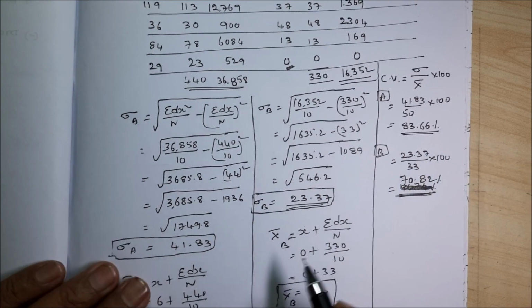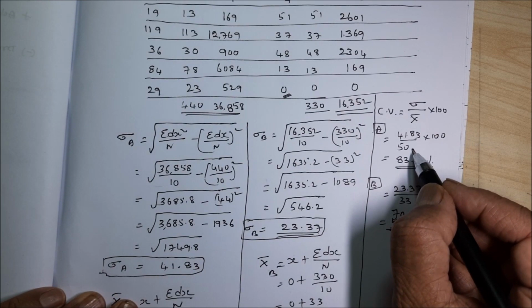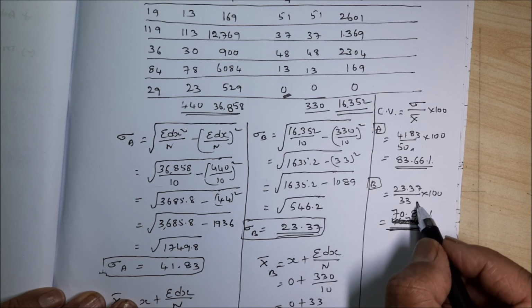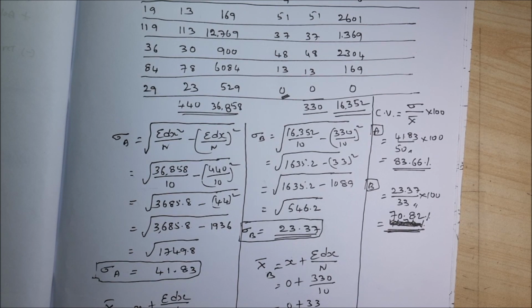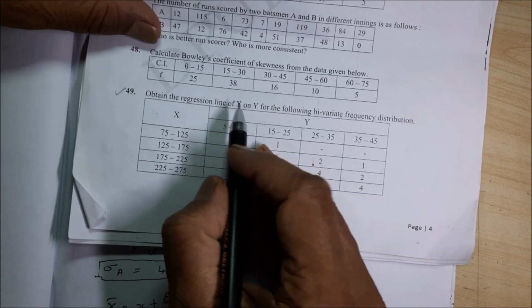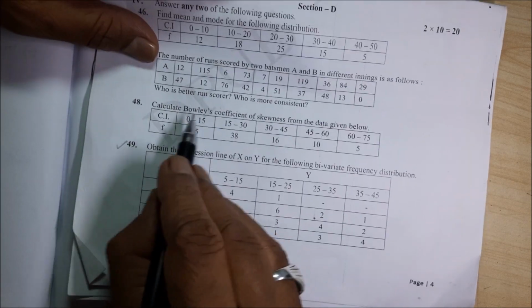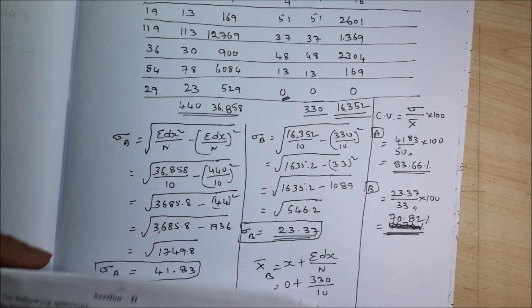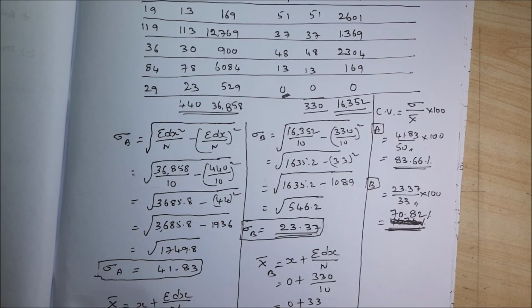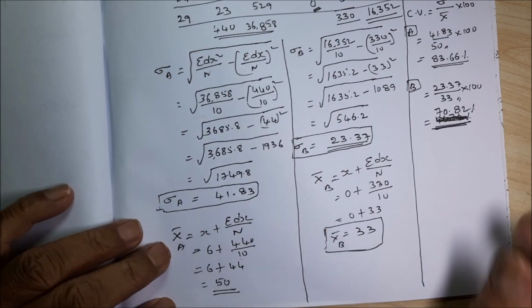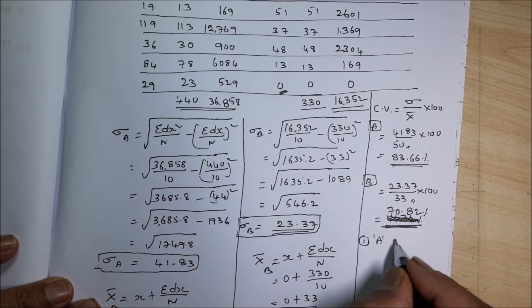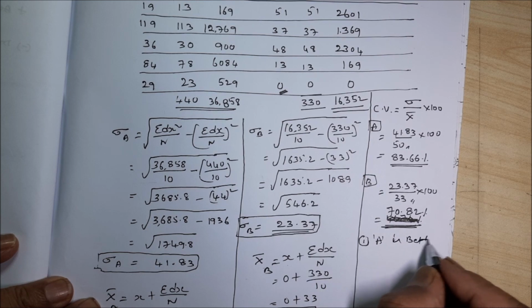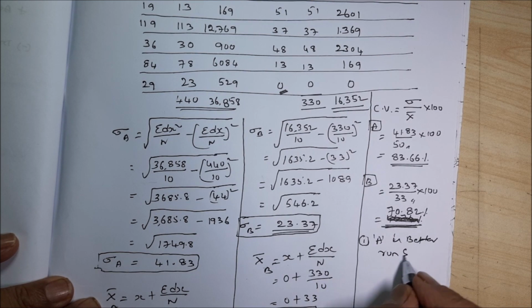Who is a better run getter? A has got a mean of 50, whereas B has got a mean of how much actually? 33. So they have asked two questions in the question paper. You just see who is a better run scorer. So A is a better run scorer, on the basis of average. So the first question's answer is A is the better run scorer.